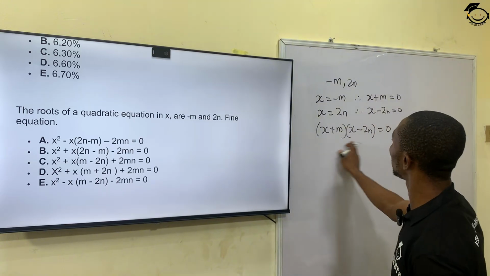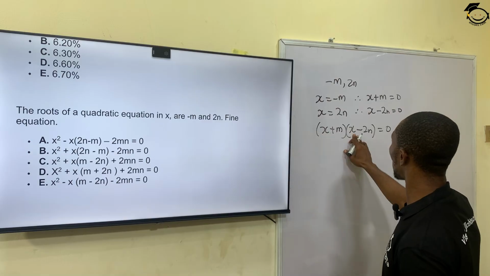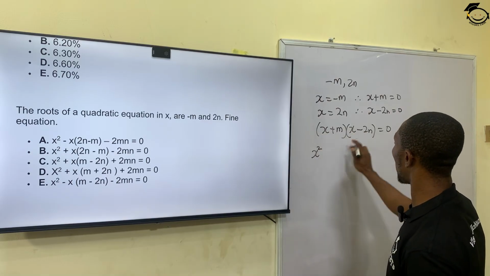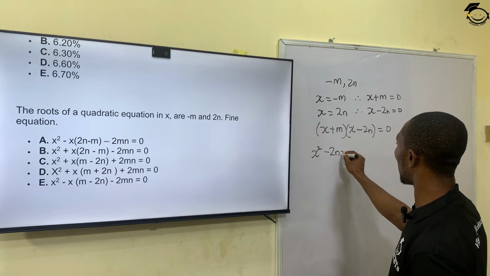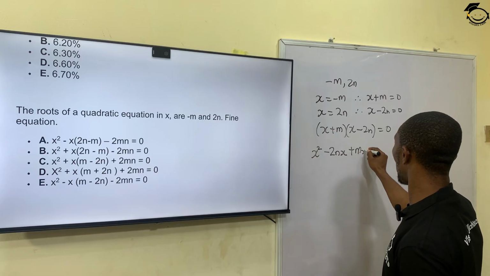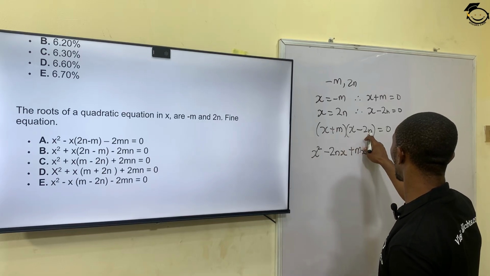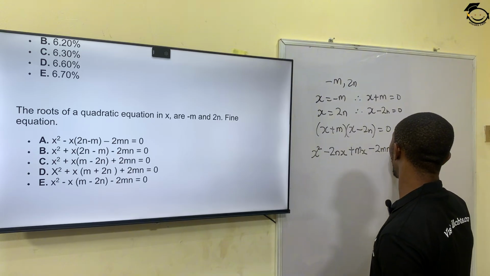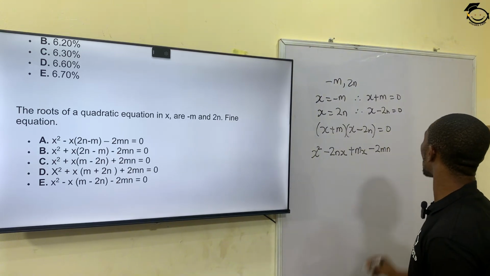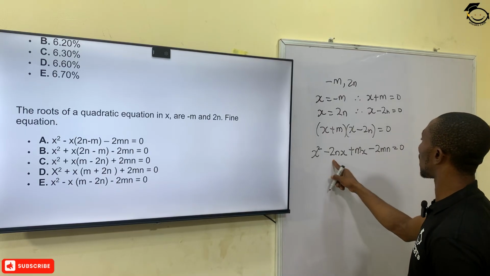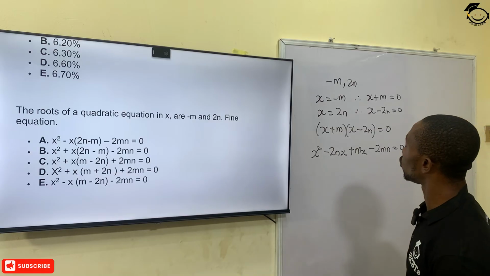So we expand these factors. x times x will give us x squared. x times minus 2n will give us minus 2nx. m times x will give us plus mx. m times minus 2n will give us minus 2mn, equals 0. Now, since these two terms have x in common, we bring them together.